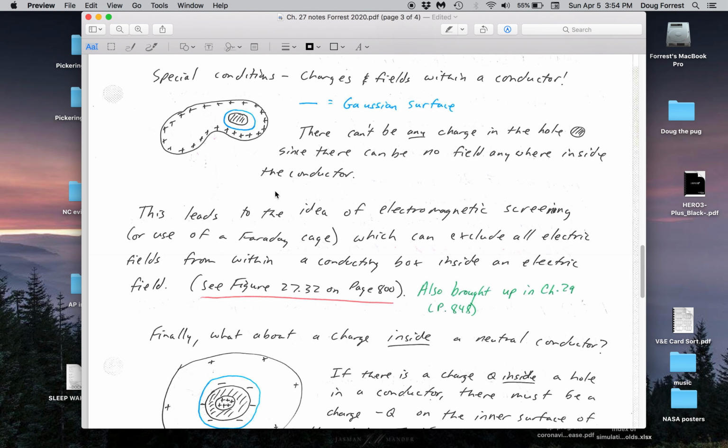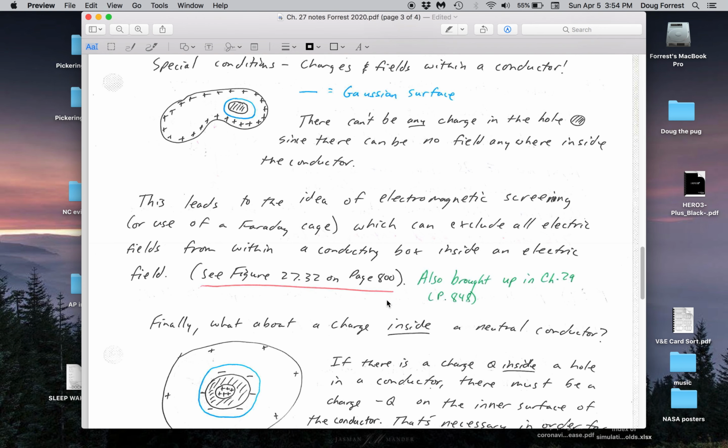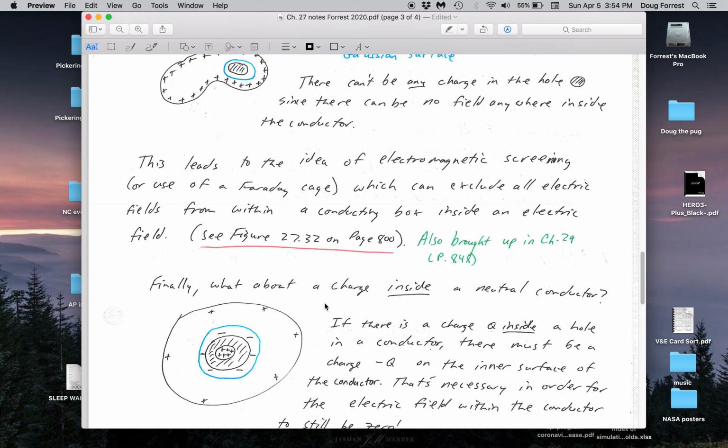So this leads to the idea of electromagnetic screening, or a Faraday cage, which is pretty cool. A Faraday cage is basically something shown in figure 27.32 on page 800. I'll try to upload a video about that also, kind of a southern redneck video about how they could use Faraday cages and giant Van de Graaff generators. So this is also brought up in the final chapter we're going to look at.